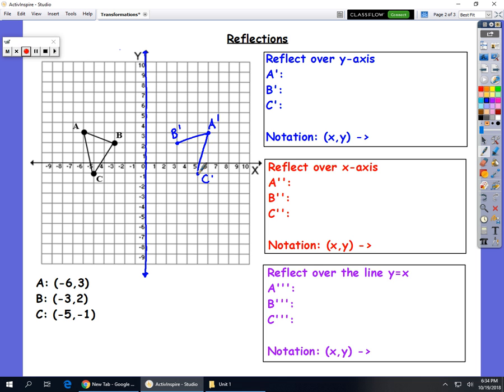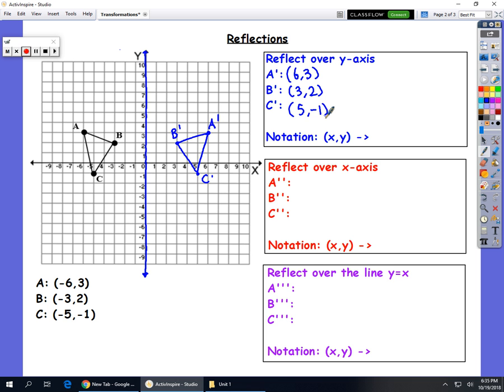Connect my triangle. There we go. So this definitely looks like a reflection. It looks like it's been mirrored not vertically, mirrored horizontally. So let's make note of the coordinates. A prime is 6, 3. B prime is 3, 2. C prime is 5, negative 1.